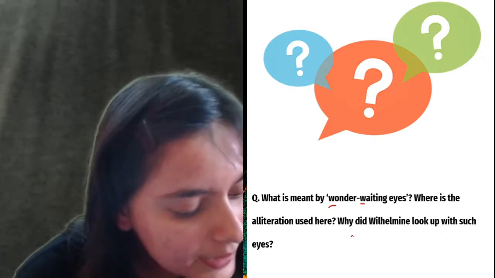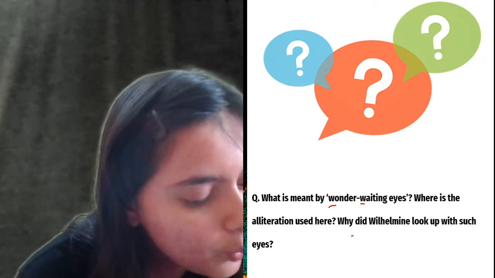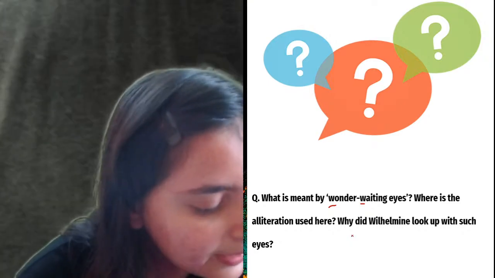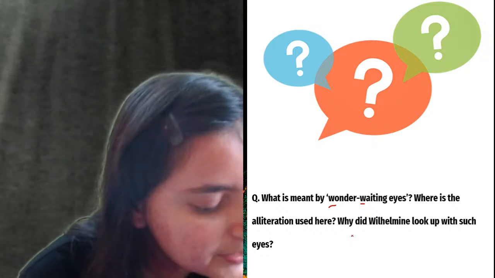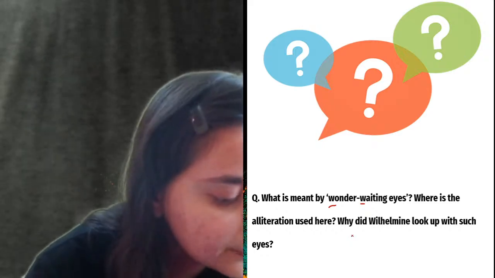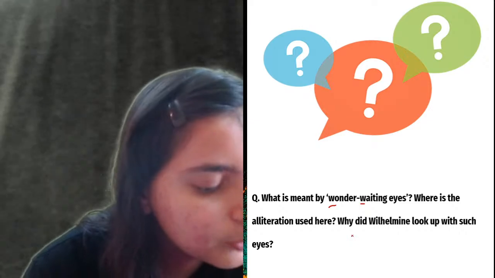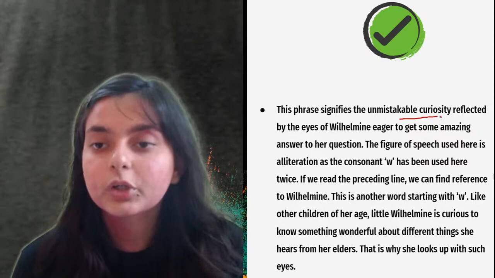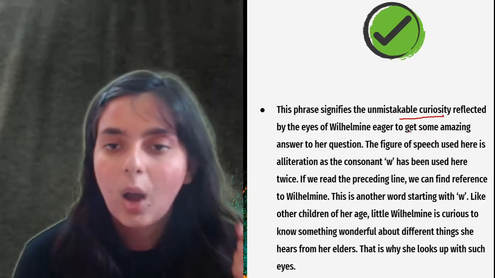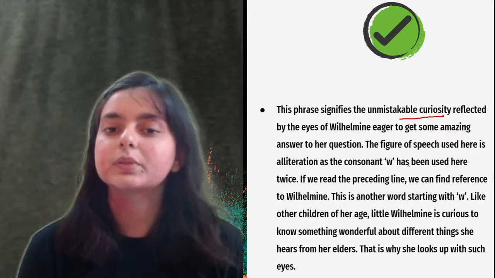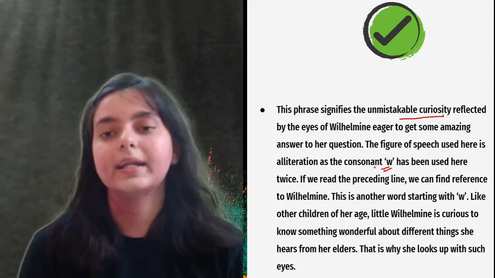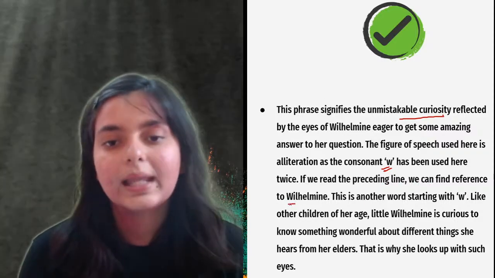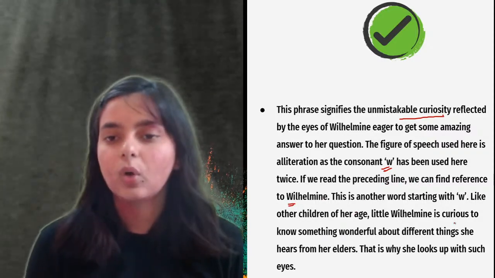Refers to the surprise and questioning attitude of the grandchildren. Okay, great. Yes, absolutely correct. Naman, absolutely correct. Om, Sayyad, Bhumi, wonderful answers, guys. So this signifies the unmistakable curiosity reflected by the eyes of Wilhelmine, right? The figure of speech used here is, I told you, the consonant W alliteration. If we read the preceding line, we can find reference to Wilhelmine as well. So that also we can take note.